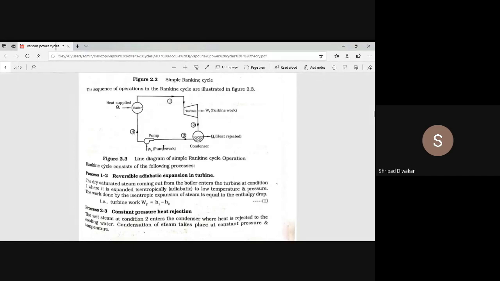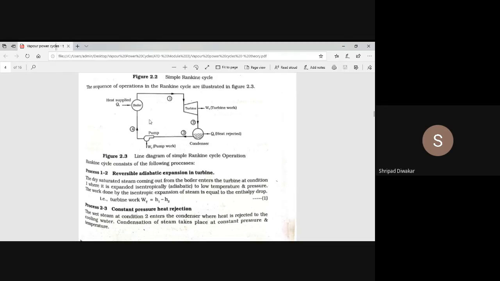Pump and compressor are the same in terms of work. In case of a pump, the temperature and pressure increase. In a compressor also the temperature and pressure increase. But in a vapor power cycle we don't have a compressor, we have a pump, whereas in a gas power cycle we have a compressor. The main function of the pump is to increase the temperature and pressure. By increasing the pressure, it lifts the condensate from the condenser into the boiler.